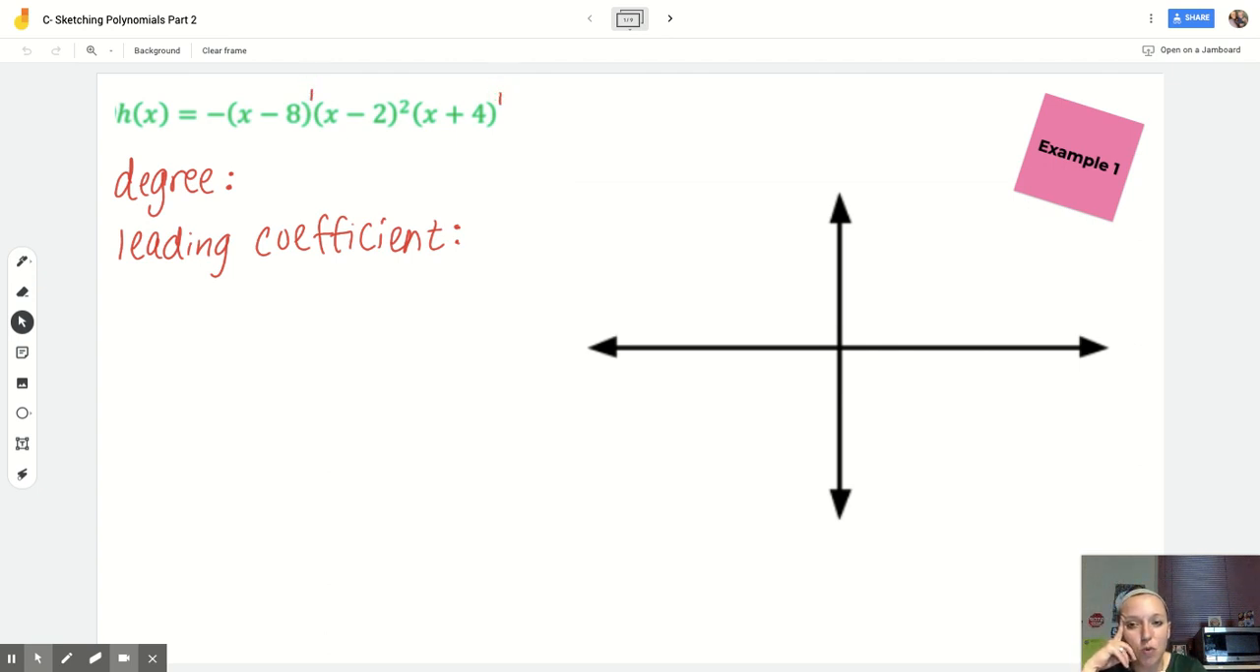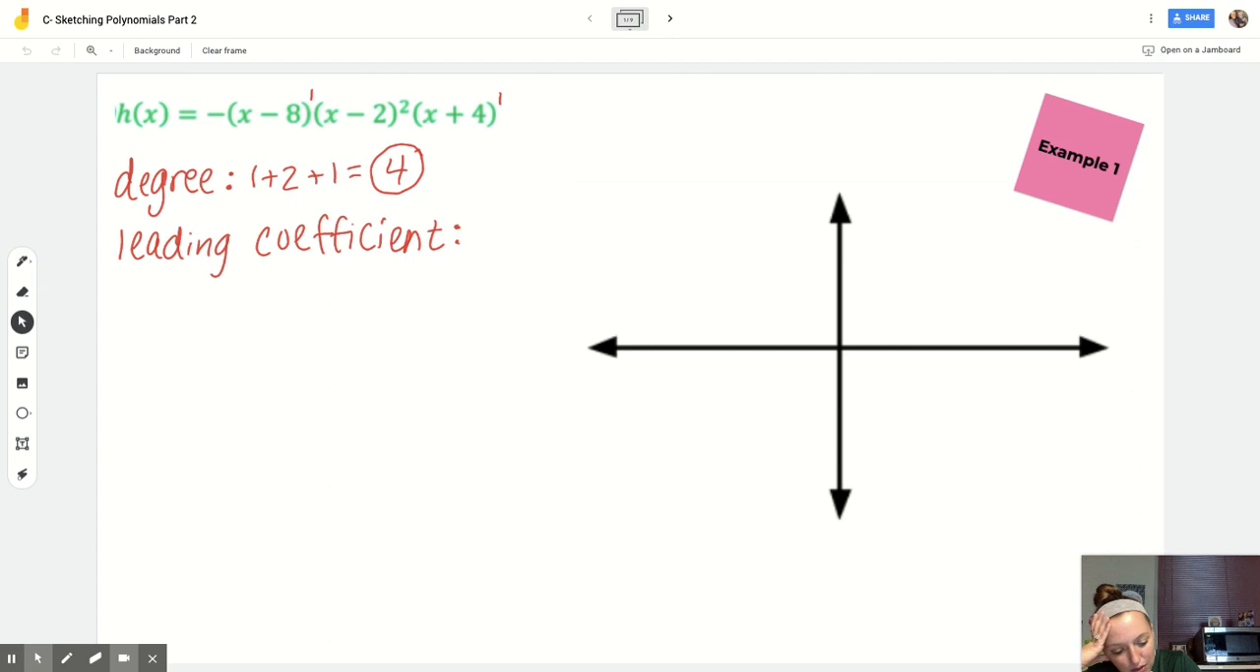So if I add those up, 1 plus 2 plus 1, I get 4 as my degree. All that really matters is that it's even. So either it's going to be like x squared. Either both ends will be up or both ends will be down. Depends on the leading coefficient.